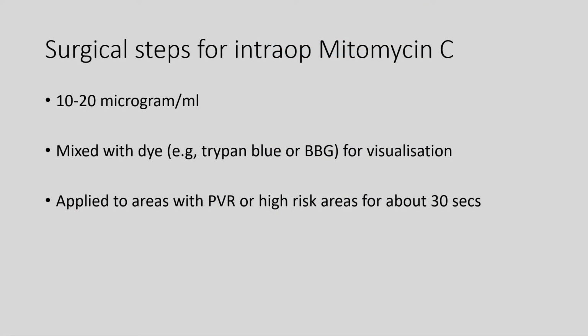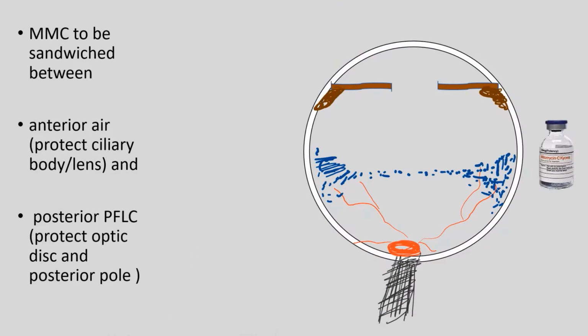Next is the application of the mitomycin C. The drug is diluted to 10 to 20 micrograms per ml and is mixed with dye for visualization. It is applied to the area of PVR or high-risk area for about 30 seconds. In order to reduce ocular toxicity, a sandwich method is used.